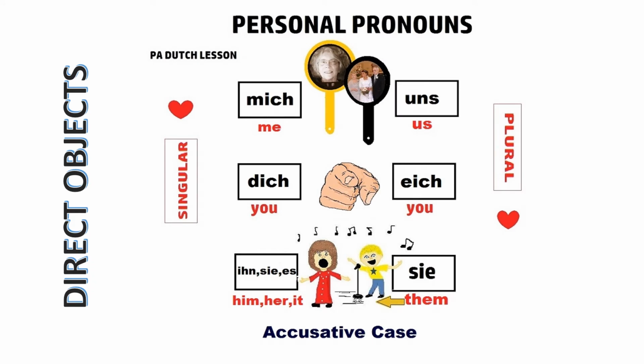Okay, this lesson is about personal pronouns which are used as direct objects in the sentences. We're going to give you a few examples and we'll go over these. Hopefully by the end of this small session you will be able to understand how to use these personal pronouns as a direct object. This is in the accusative case, and we're going to start with the first person singular, which is mich. You're receiving the action from the verb and from the subject.